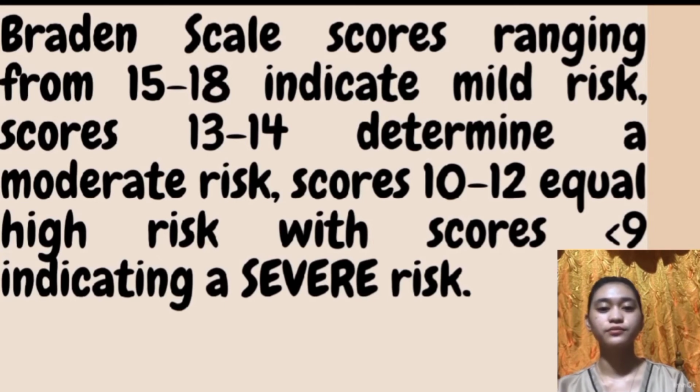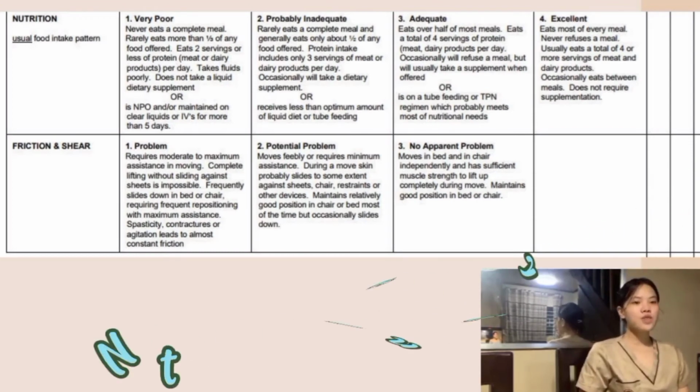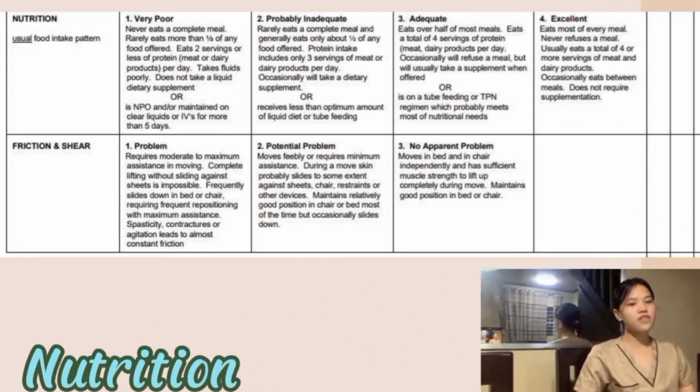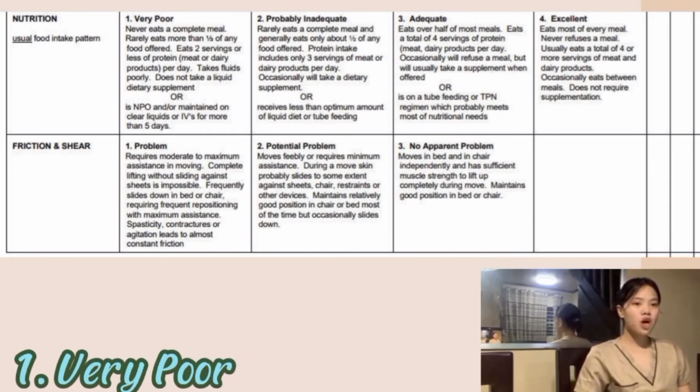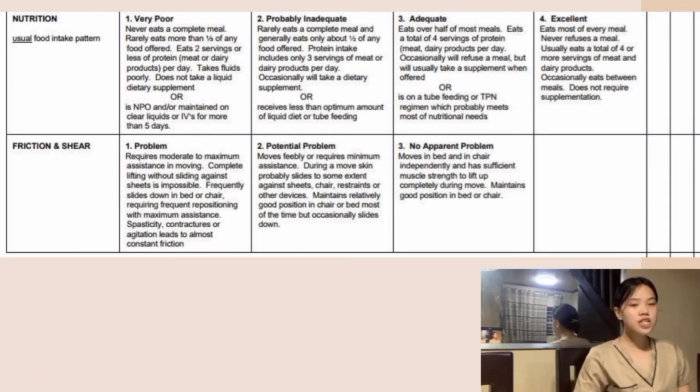Thank you. In the Braden scale, you have the nutrition category. Under nutrition, you have the usual food intake pattern, and 1 indicates very poor. The patient never takes a full meal, rarely eats more than half of any food offered, and eats 2 servings or less of protein per day. They take fluids poorly, do not take any liquid dietary supplements, or are NPO and maintained on clear liquids or IVs for more than 5 days.